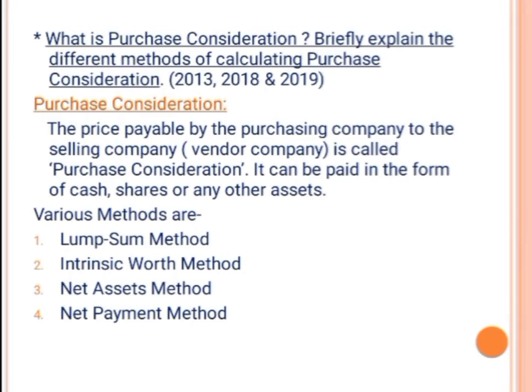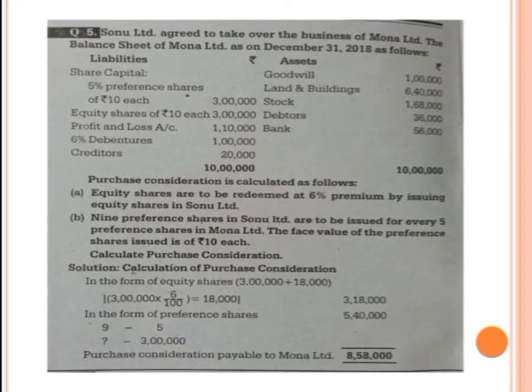So this is the second important theory concept which you have to concentrate for the examination. Then let us take up one simple question which was asked for 6 marks. Here we need to just calculate what is the purchase consideration. It had appeared in the year 2019 for 6 marks.